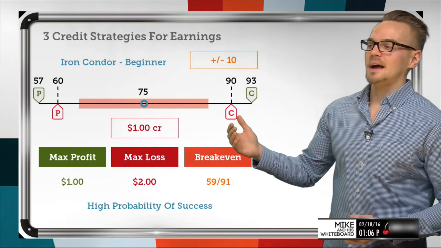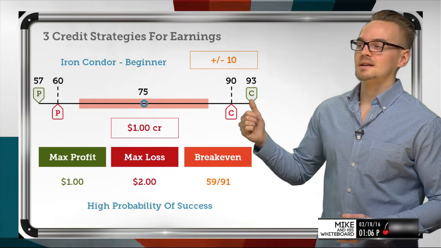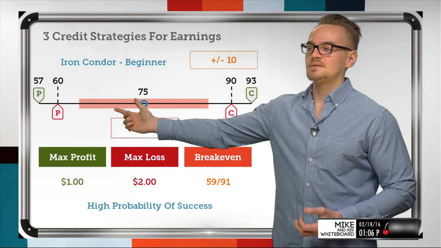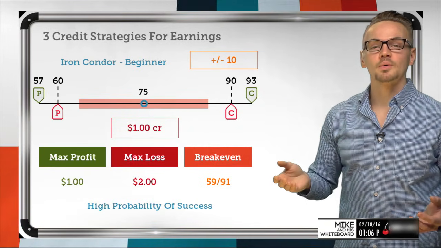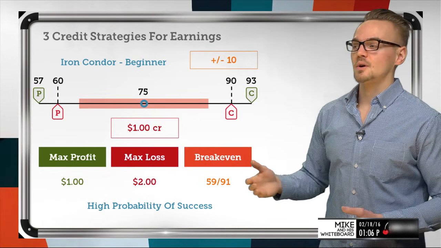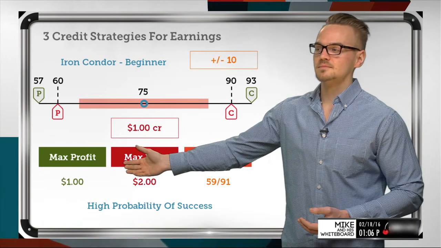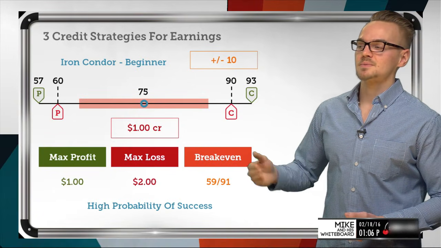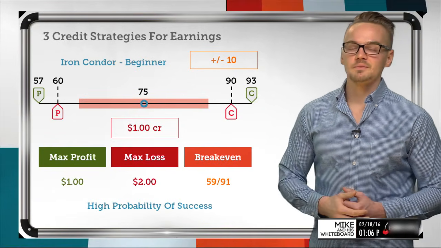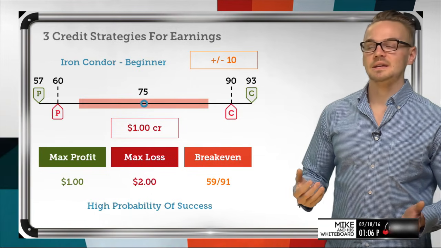If I have to buy back the short call at 91, and let's say I have to buy back the put at 59, I'm going to have 1 point of intrinsic value there. So if I collected a premium of $1 and I have to buy it back for $1 at expiration, that's going to give me that break-even price. So that's how I'm determining that break-even value.